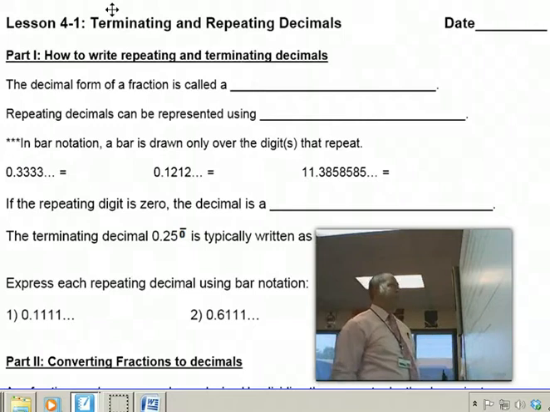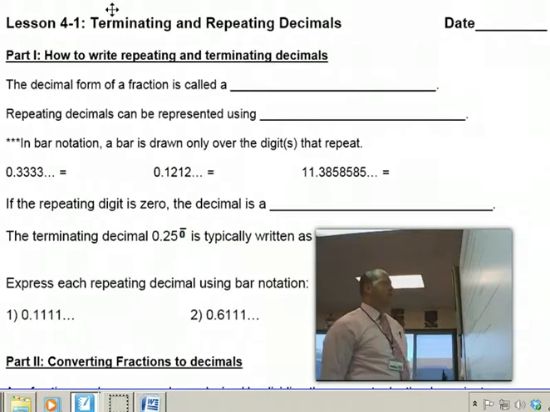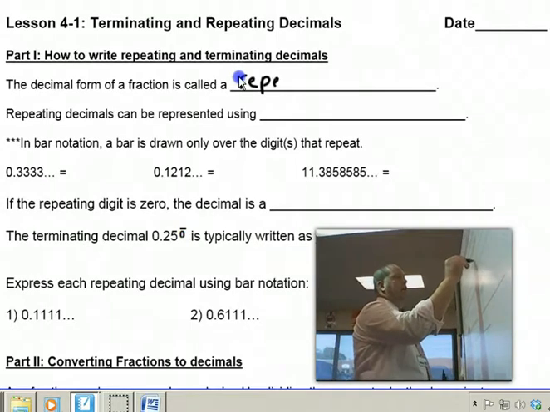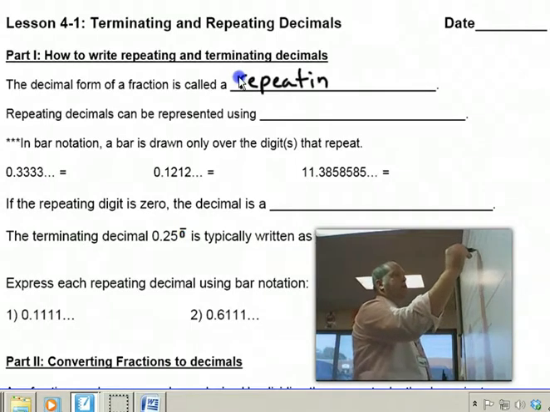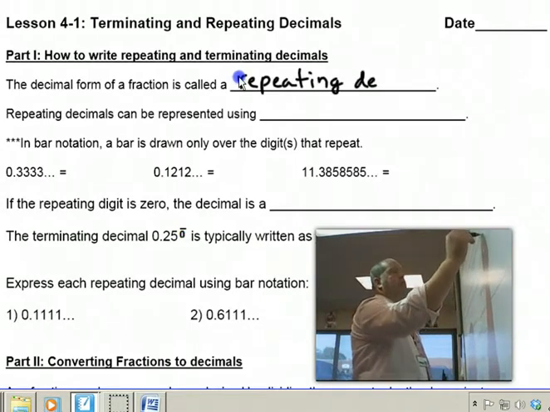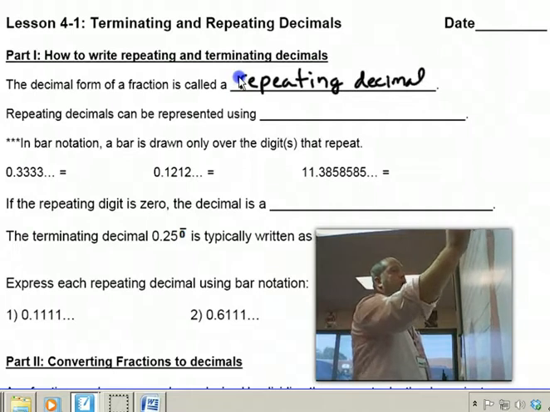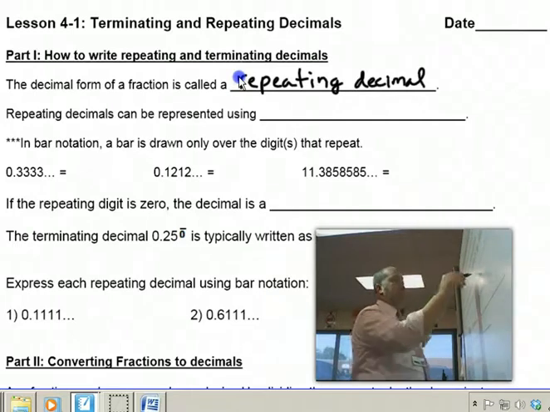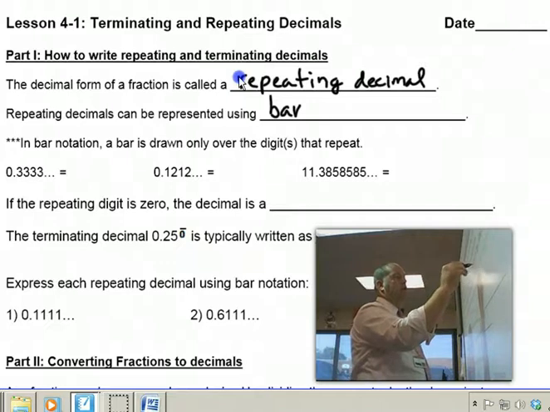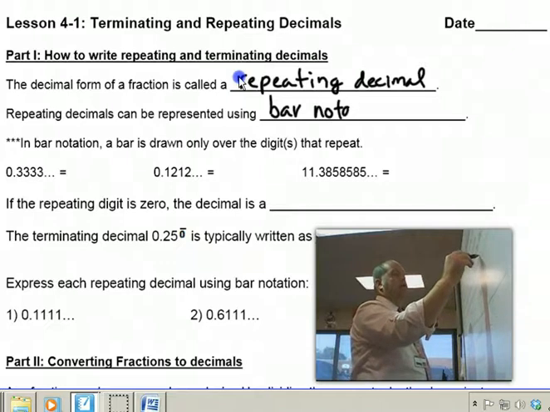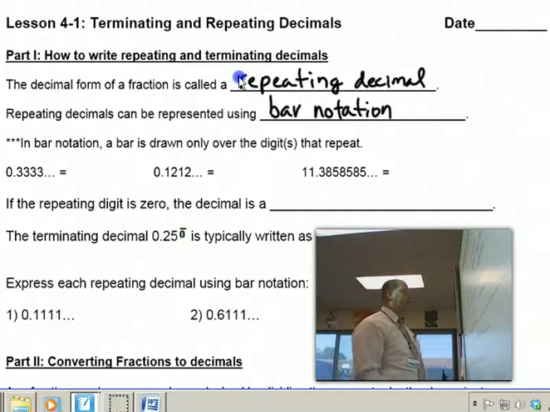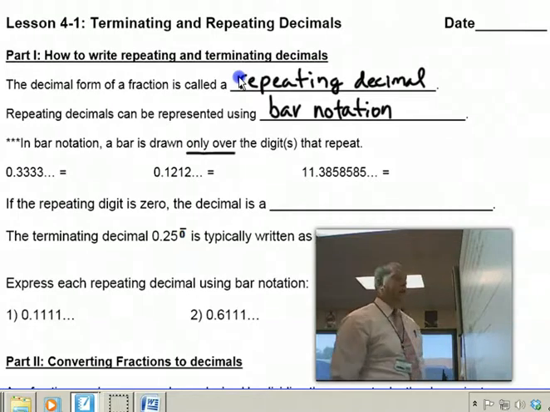There's some vocab we need to talk about. The decimal form of a fraction is called a repeating decimal. Now, not all decimals you'll see repeat, but ones that do can be represented using bar notation. And I'm sure you may have heard about a repeating bar. So the bar notation is drawn only over the digits that repeat.